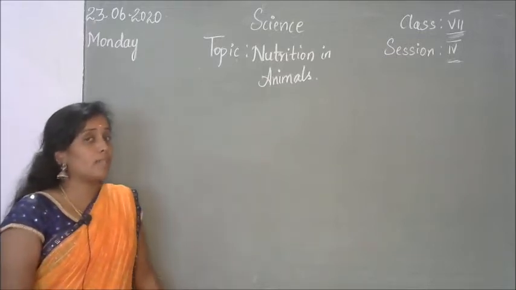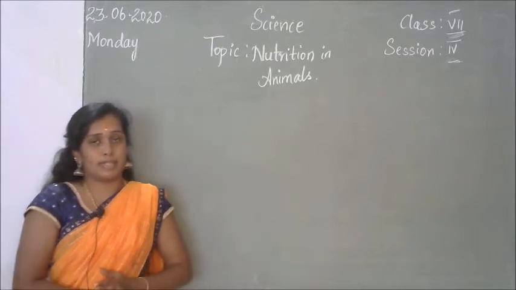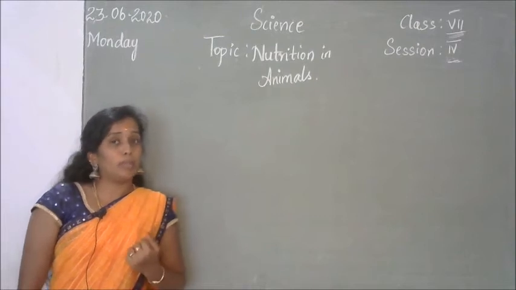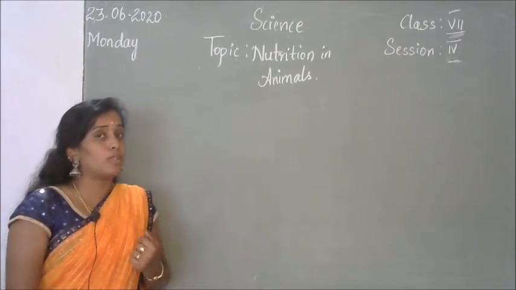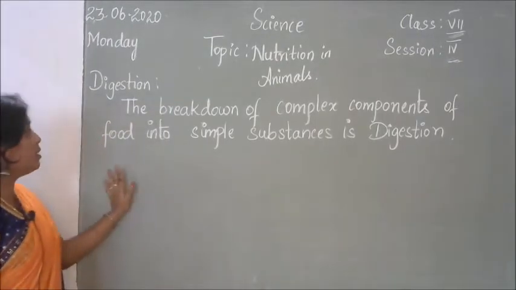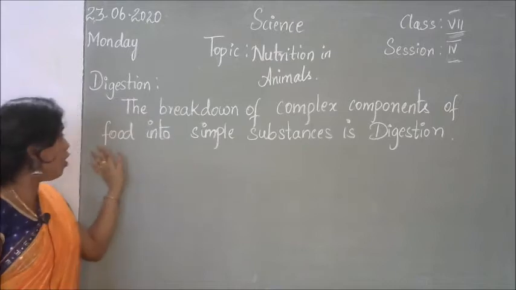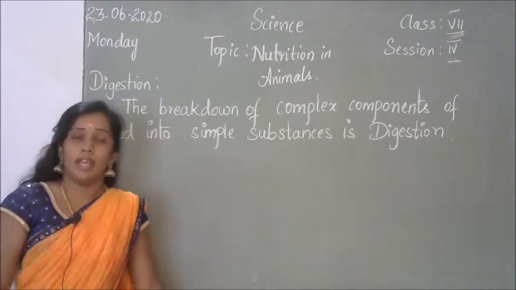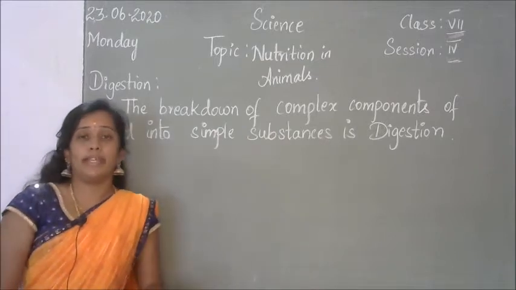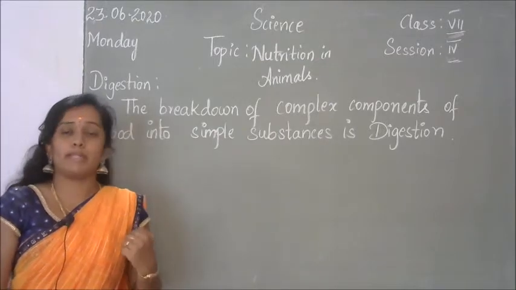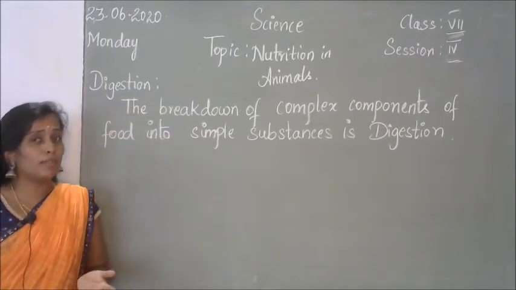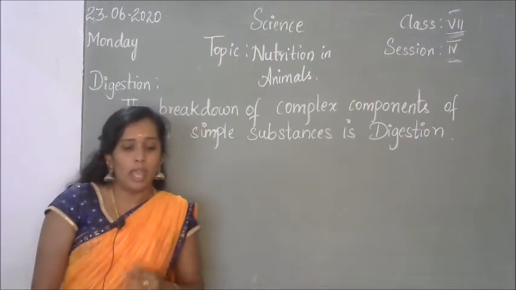So today in this class we will learn about the digestive system. The process of taking in food by human beings and breaking it down into simple substances is called digestion. So digestion means the breakdown of complex components of food into simple substances. In human beings, we take in food through the mouth, it is digested and utilized. Later the unused parts of the food are defecated out from the body.